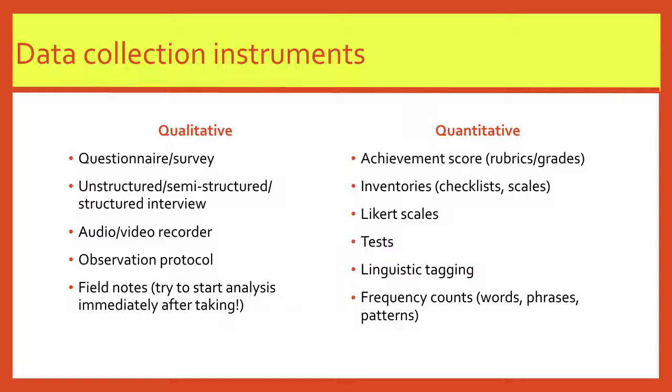Quantitative instruments include rubrics or grades, inventories like checklists or scales, Likert scales, tests, linguistic tagging, where there is some sort of numerical code assigned to certain textual or verbal features, and/or frequency counts. In your methods section, you should always describe your instruments carefully and how they were used to analyze your data.